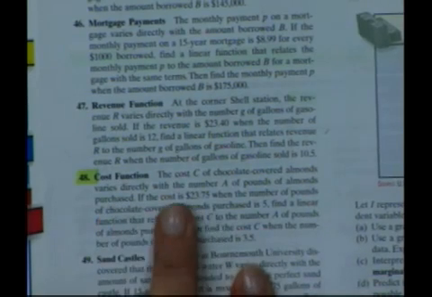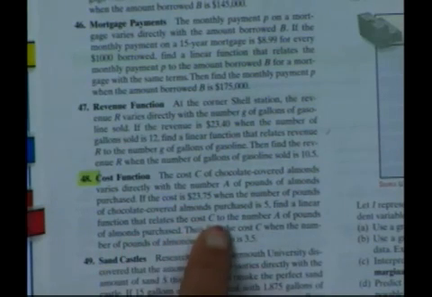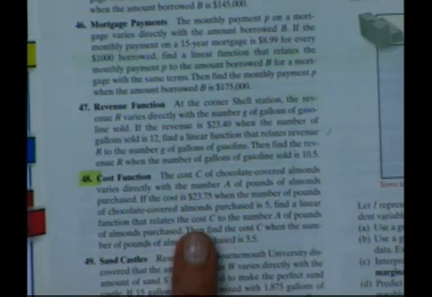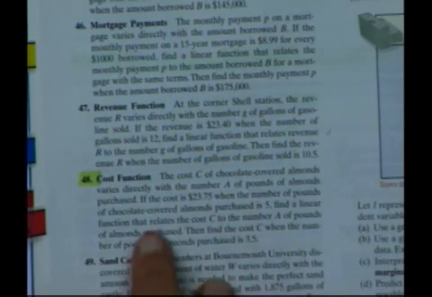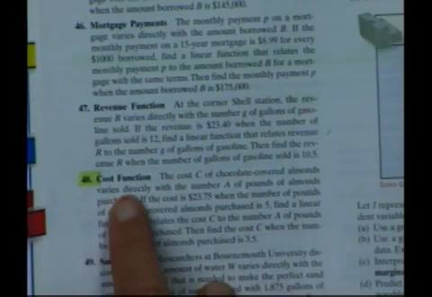All right, so first thing I want you to do is write a function that relates the cost C to the number A of pounds of almonds purchased. I'm going to skip the little middle part. I want you to find that linear function that relates. Notice the word varies directly.